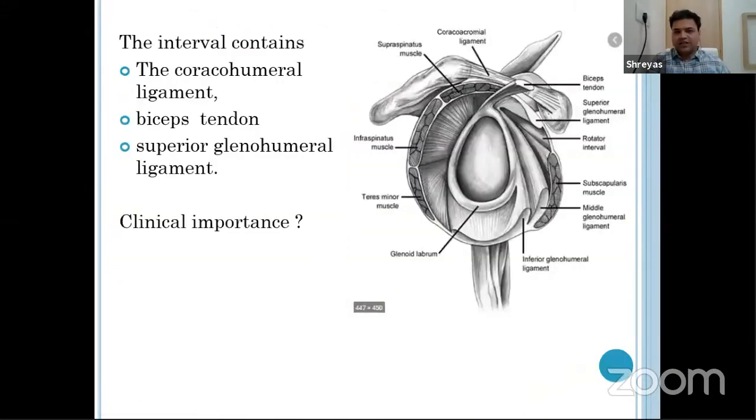It contains three structures: the coracohumeral ligament, the biceps tendon, and the superior glenohumeral ligament. Clinical importance: it is generally contracted in adhesive capsulitis, and it is expanded in shoulder instability.